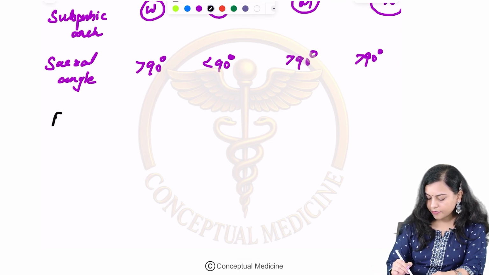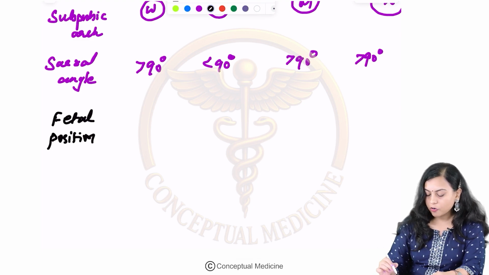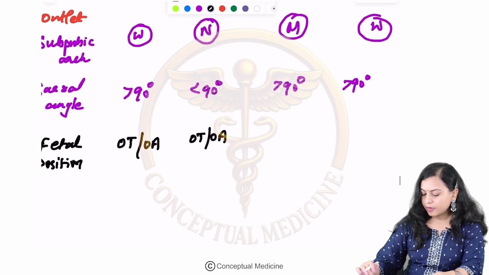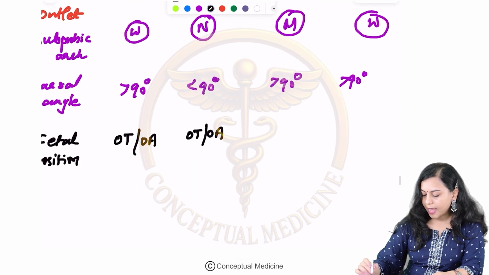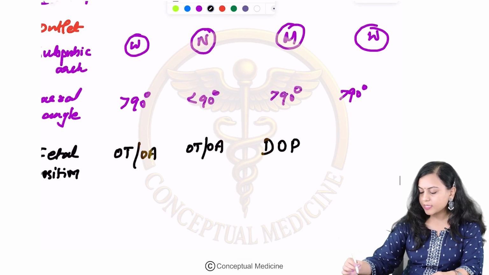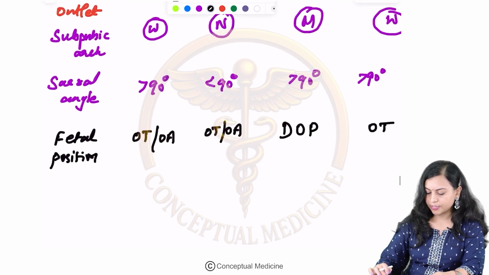So generally, if a fetus is coming, what will the fetal position be in these types of pelvis? The fetal position in gynecoid type will be occipito-transverse or occipito-anterior. In android also it will be occipito-transverse or occipito-anterior. In anthropoid pelvis, it is mostly direct occipito-posterior, and in platypelloid pelvis, it is again occipito-transverse.